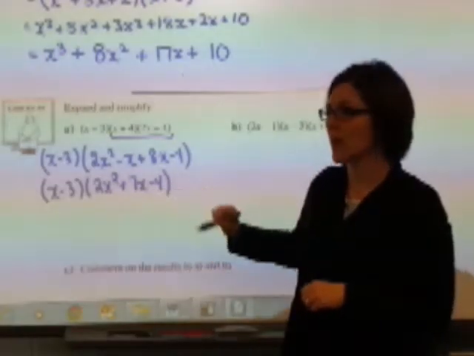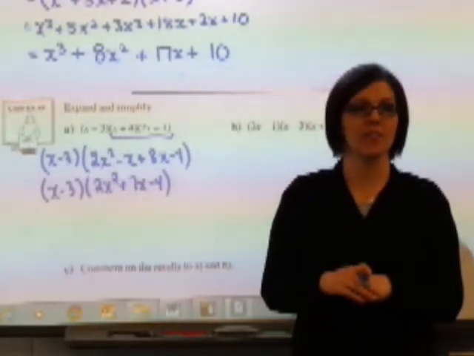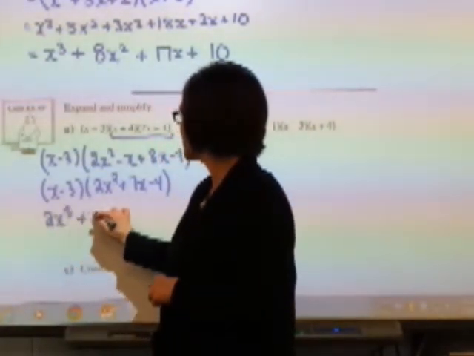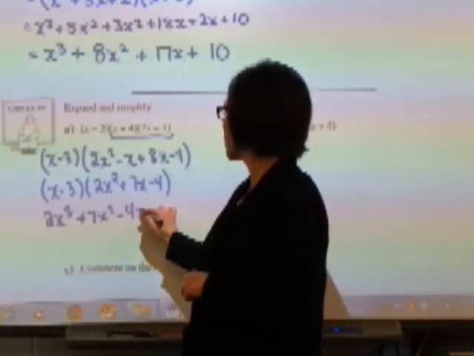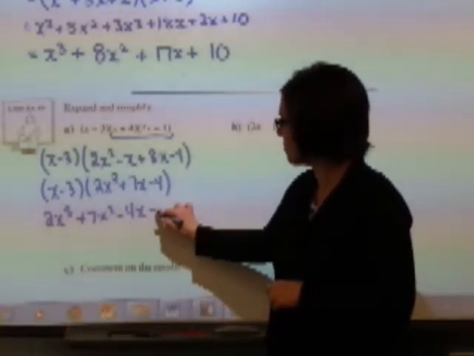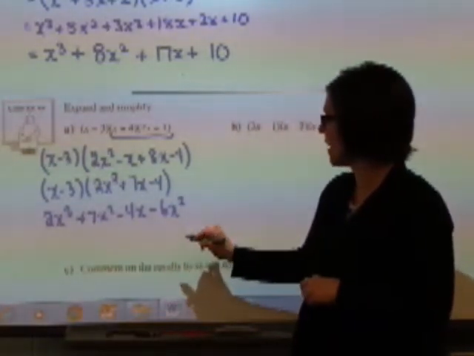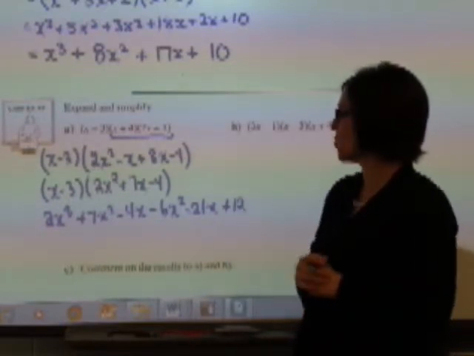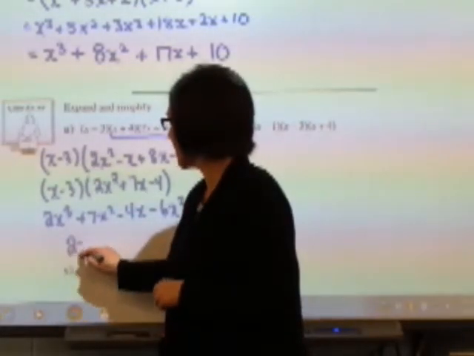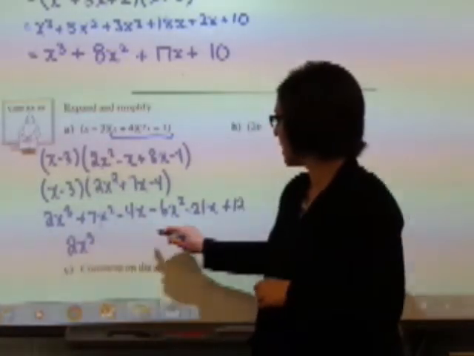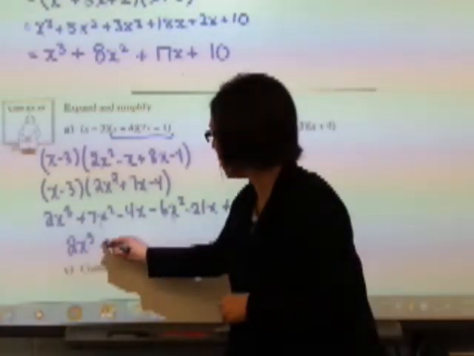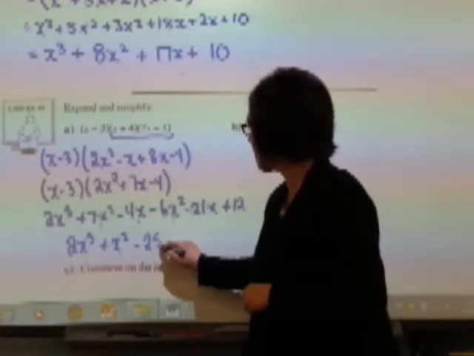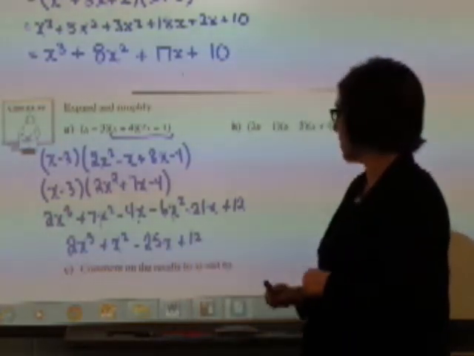Then I multiply x by everything inside the 2x squared plus 7x minus 4. So I get 2x cubed plus 7x squared minus 4x. And then I take the negative 3 and multiply it by everything, and I get negative 6x squared minus 21x plus 12. Collect my like terms. I get 7 minus 6, so I get 1x squared. Negative 4 and negative 21 gives me negative 25x plus 12.